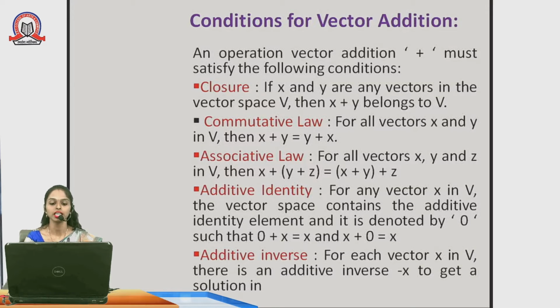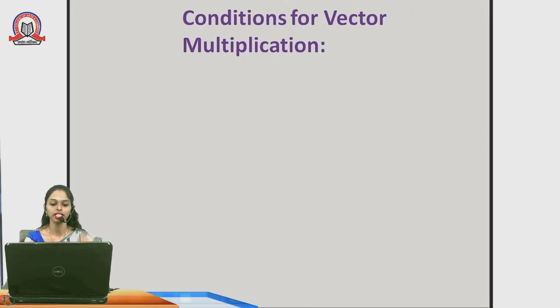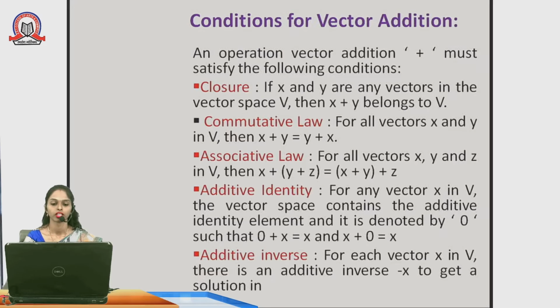Next one we see additive inverse. For each vector x in V, there is an additive inverse, that is minus x, such that x plus minus x is equal to 0.